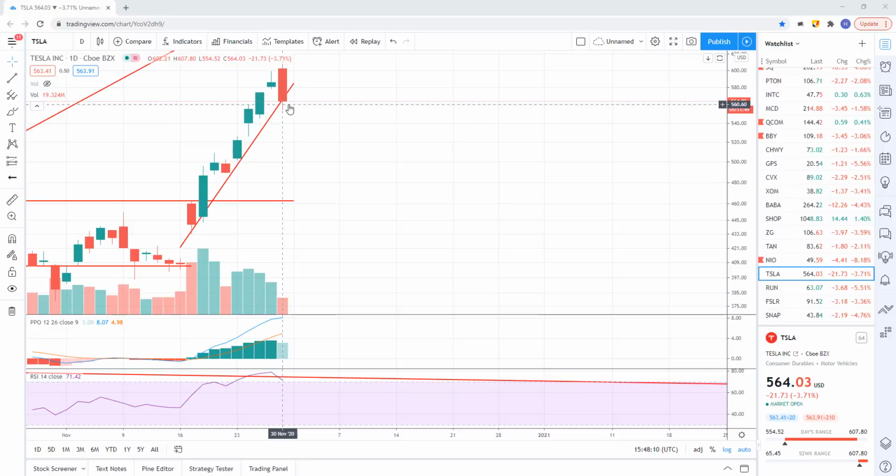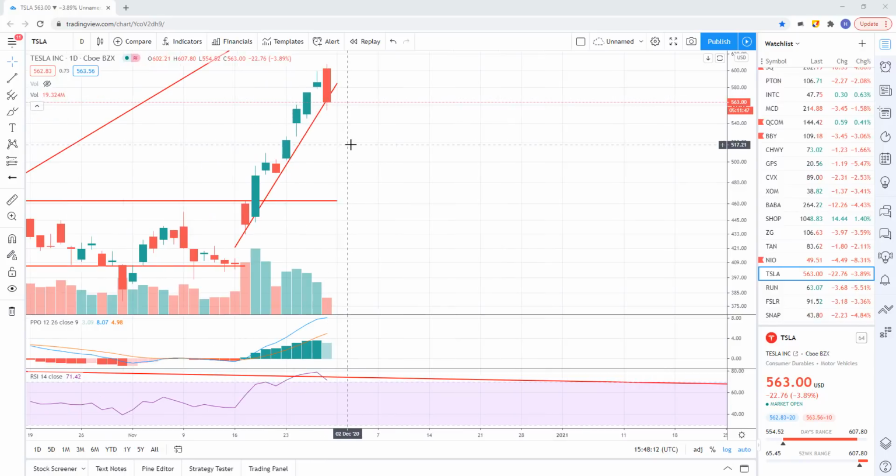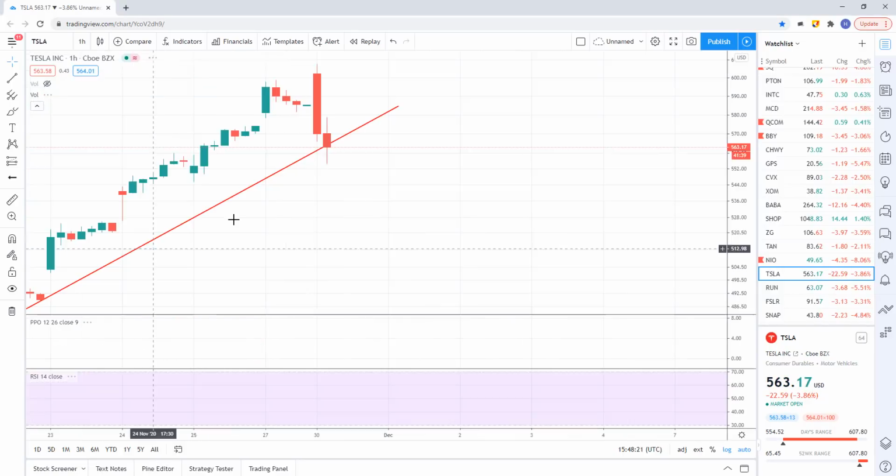If it continues to sell off, then obviously that is bearish. Usually when you get a bearish engulfing candle like that, you wait for confirmation. So the next candle you want to see is red. So we need to wait for that.